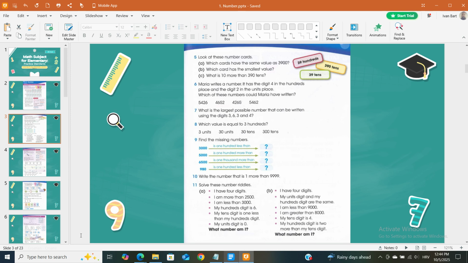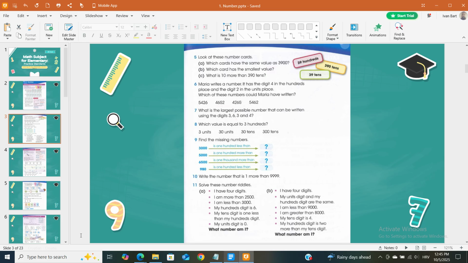(a) I have 4 digits. I am more than 2500. I am less than 3000. My hundreds digit is 6. My tens digit is 1 less than my hundreds digit. My units digit is 0. What number am I?